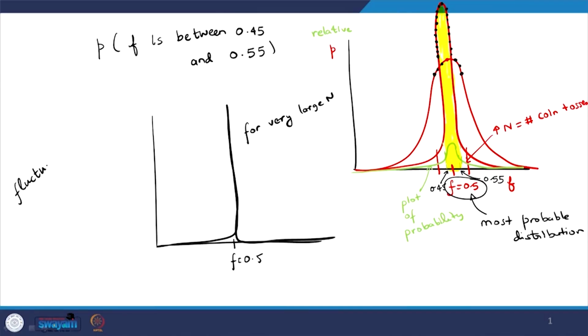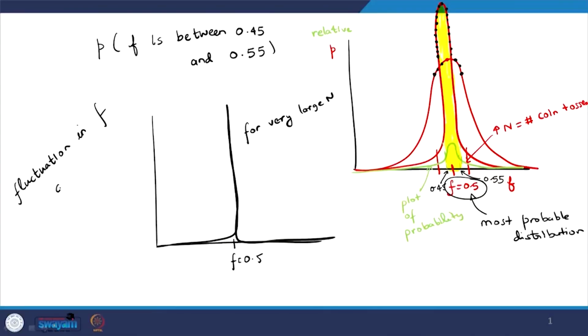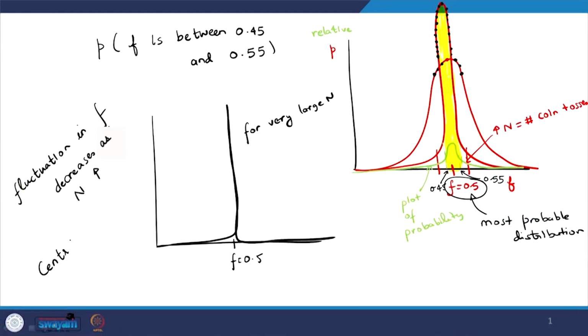In other words, what we can say is that the fluctuation in f, the fluctuation being the deviation from the most probable distribution value, that is 0.5, actually decreases as n, that is the number of tosses, increases. That is an extremely important property for thermodynamics or statistical mechanics, which is the statement of what is known as the central limit theorem. Actually, the argument goes a bit further. Although I have drawn distributions looking like a Gaussian distribution, it is actually true for any other distribution as well. As the number of experiments increases, the fluctuations in the property decrease, right.